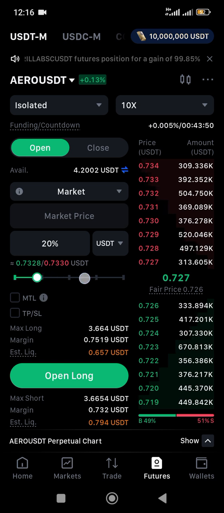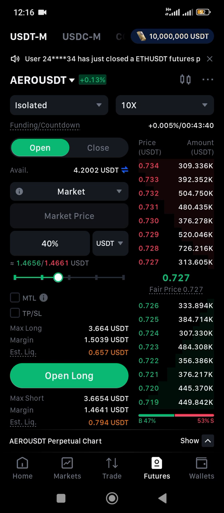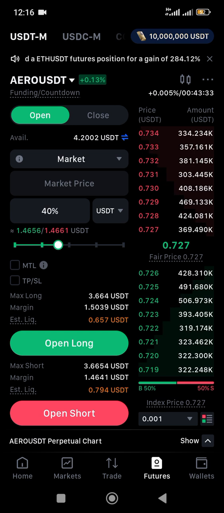Okay, so in this trade now, let's assume I'm using 20%, or maybe let's increase it to 40%. Let me use 40% of my account, which is 1.4, to trade.